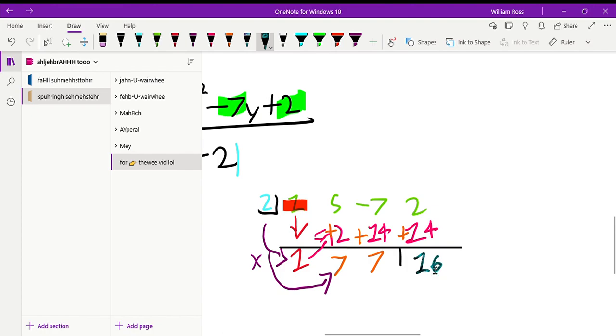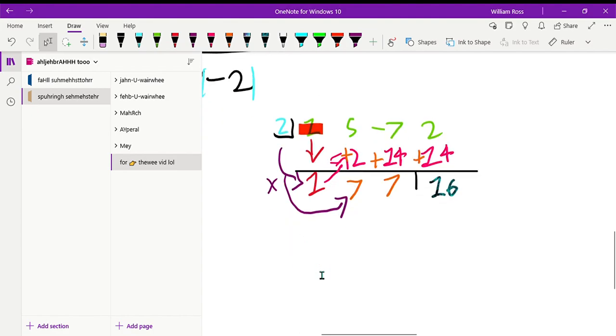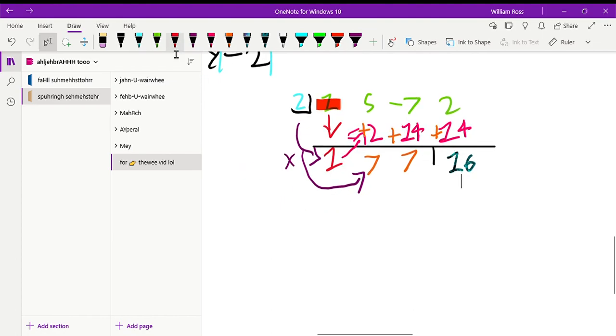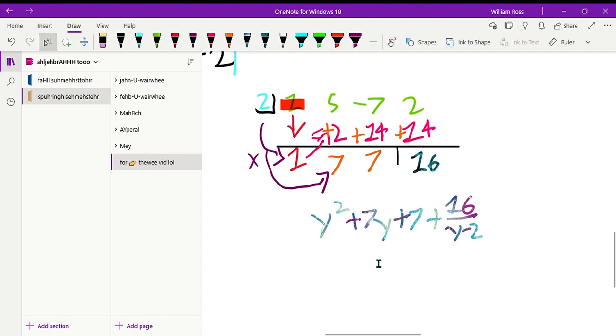And since we have a number on this area, that'll make it the remainder. So in this case, 16 will be our remainder. Now as I said, number to variable squared, and so forth, from right to left. So in this case, it will be y squared plus 7y plus 7 plus 16 over y minus 2. And that's it.